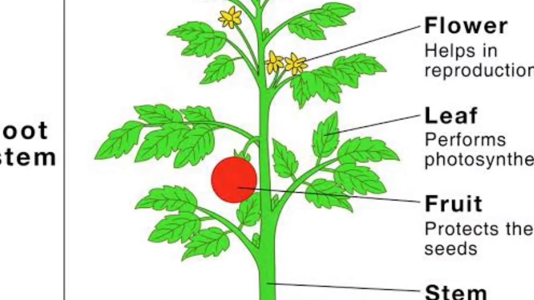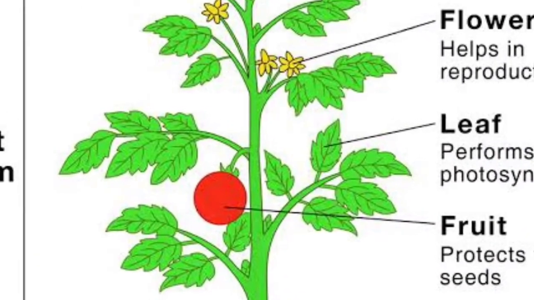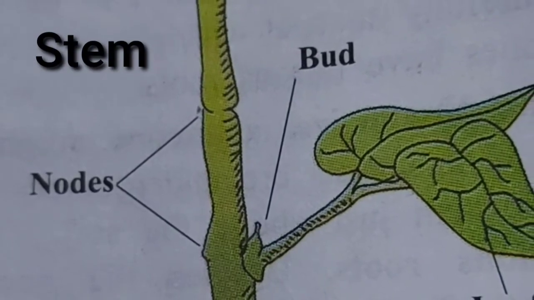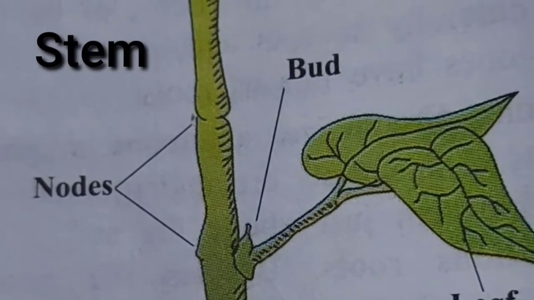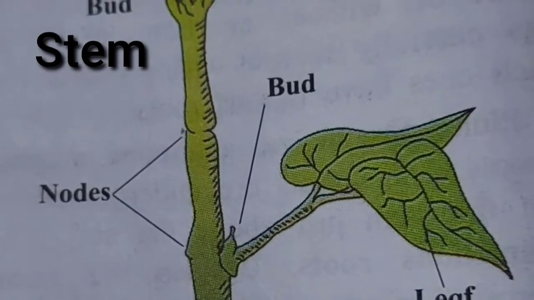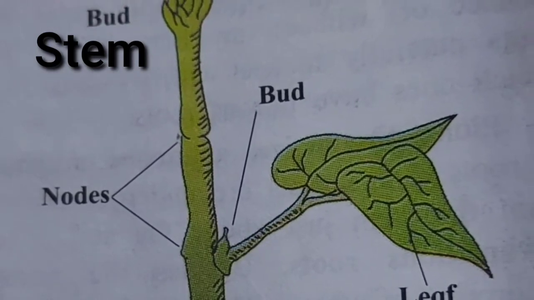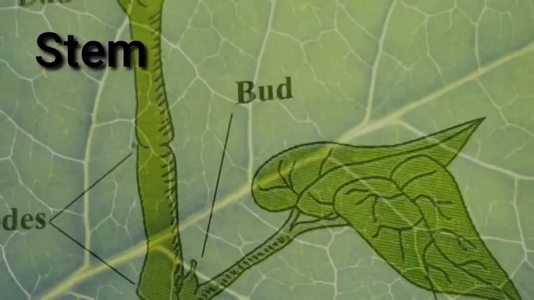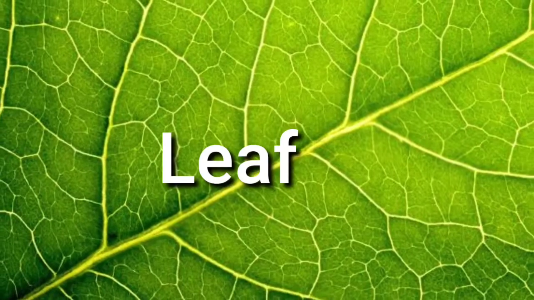Stem. The stem grows above the soil from the plumule of the sprouting seed. There are nodes on the stem. Leaves come out at the nodes. The part of the stem between two nodes is called an internode. The tip or the apical end of the stem is called a bud.